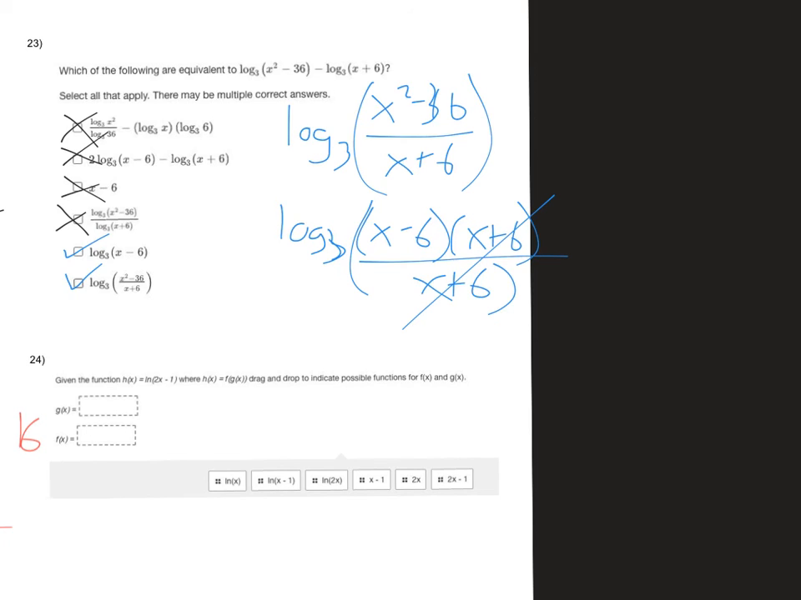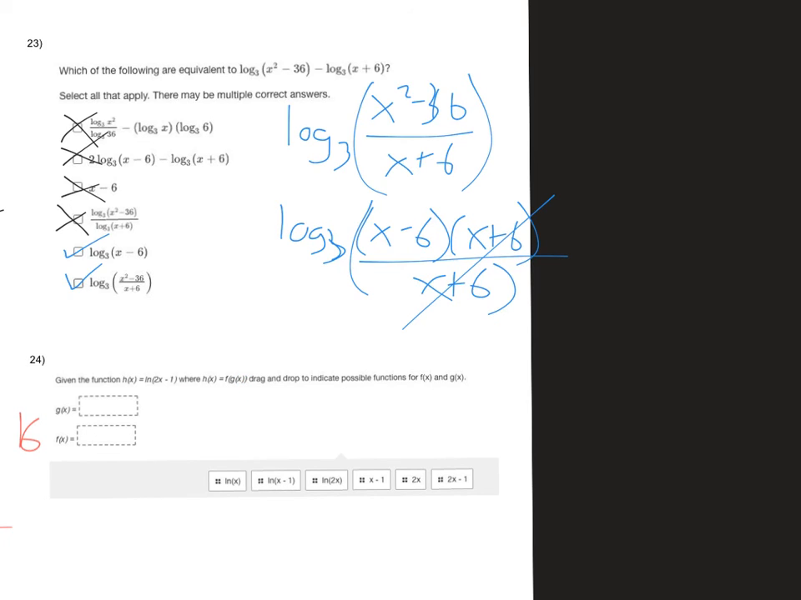I think last question for this video. We're given this composition of functions, natural log of 2x minus 1. And we're told that's h of x, and h of x can be thought of as f of g of x. Well, what could we do? What could we call g of x, and what could we call f of x? It's what's the inside function, what's the outside function.